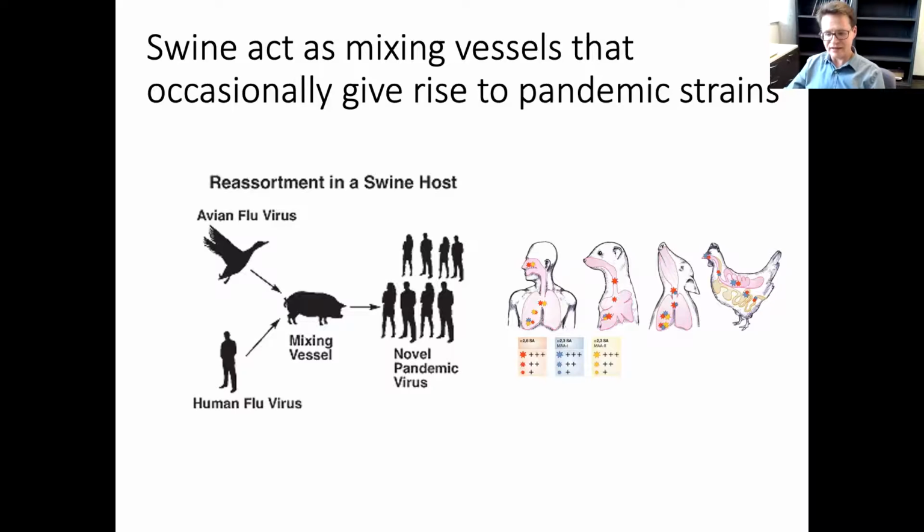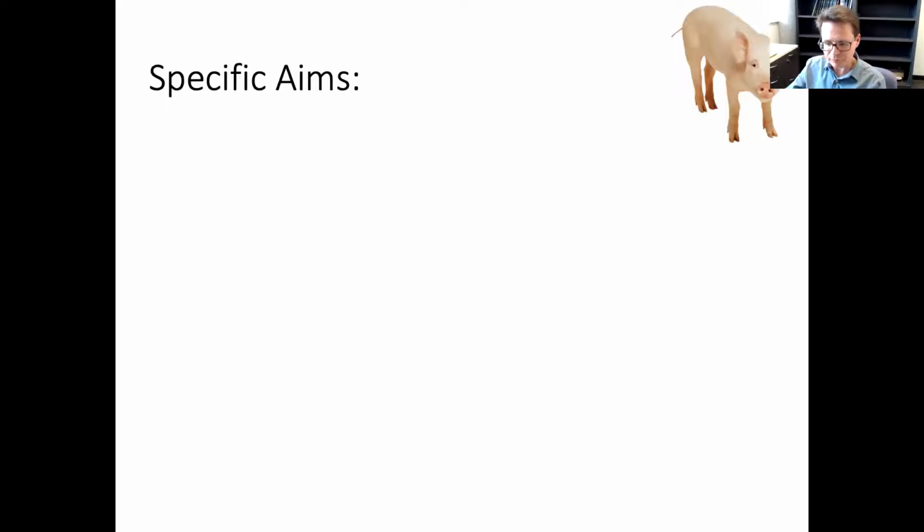Also, pigs give rise to new influenza strains that occasionally give rise to human pandemics, since they can be infected with avian strains and human strains. They've got their own strains, and sometimes they recombine. So establishing that NKT cells make important contributions to swine influenza immunity has important implications for human and pig health. We've asked many questions. I'm just going to touch on three of them today.